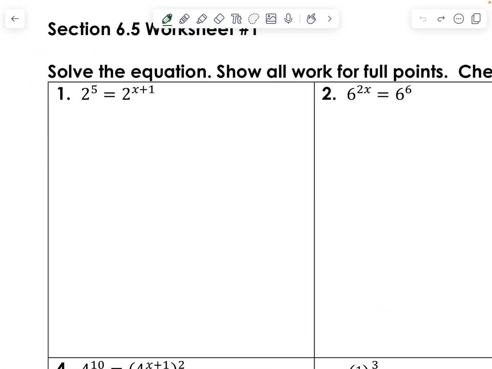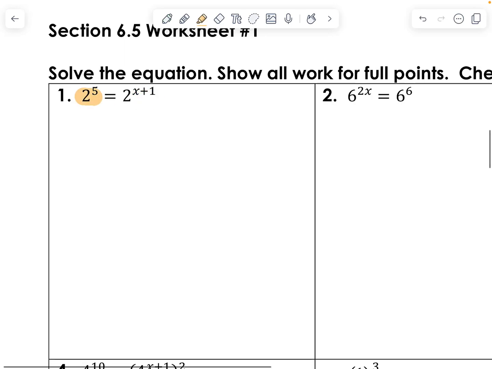And on exponential equations, there are some keys here. I need to know how to solve an equation where I have either like bases or unlike bases with an x in the exponent. So I have an exponential equation here. The key is I want the bases to be the same, and I want these two things to be the same, right? Because if I had 2 to the 5th equals 2 to the 5th, I know that's true.